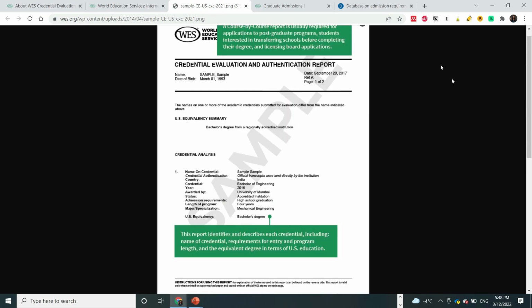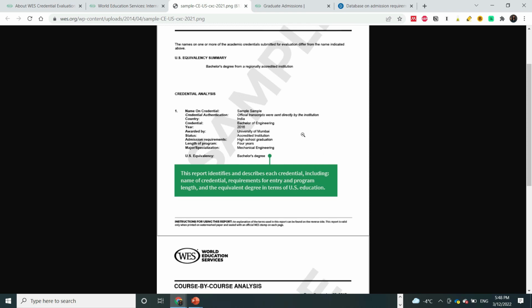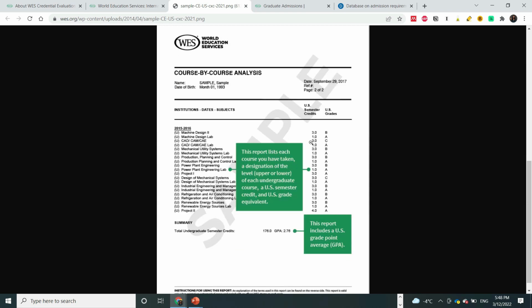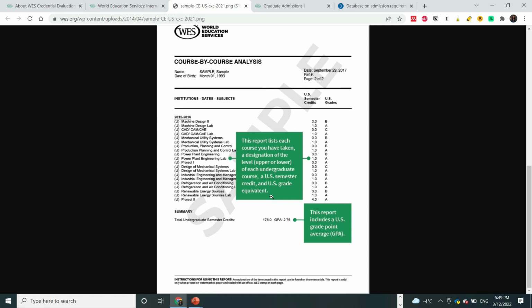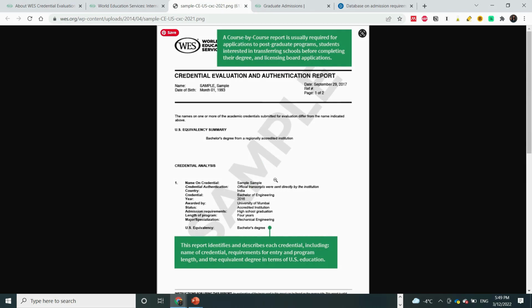So this is a sample of how your evaluation will look like once it's done. They have the details and they have, based on the course, the US semester credits and the grades, and they give you your GPA over 4 in the US, and they send it to the school, or you could also request for a copy.